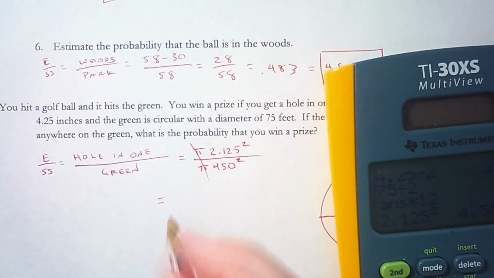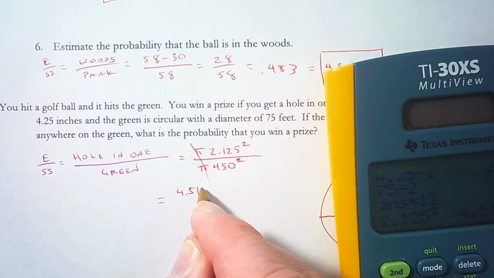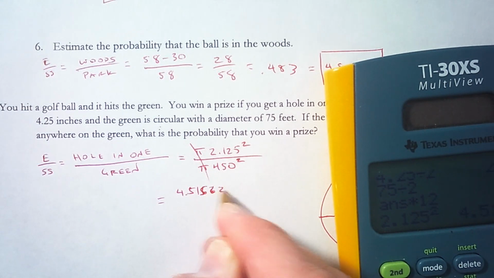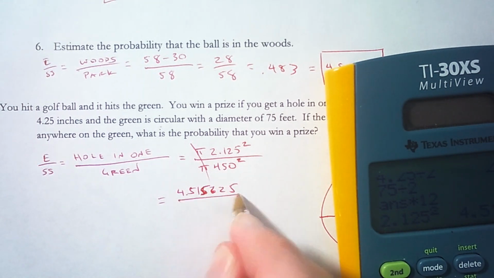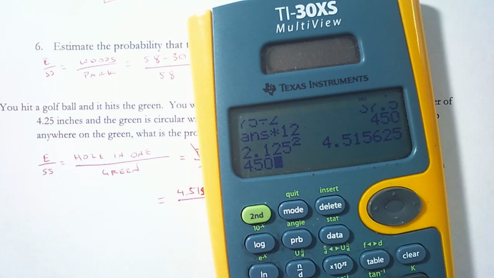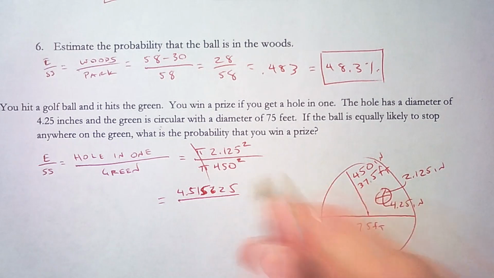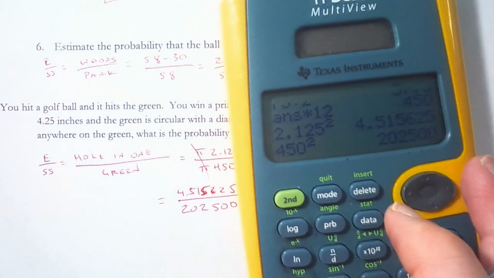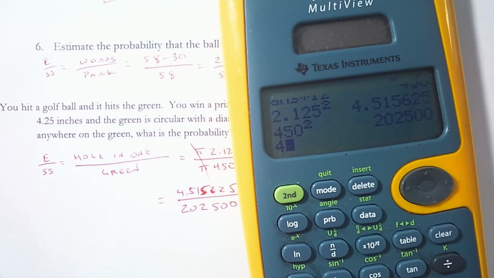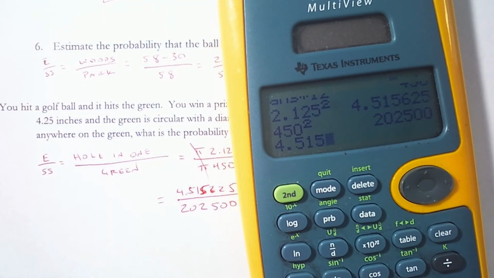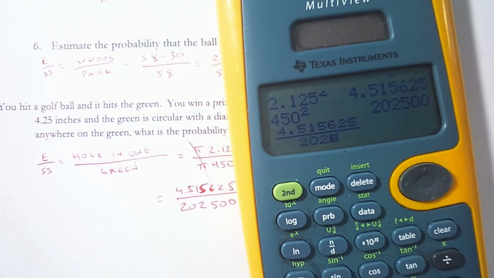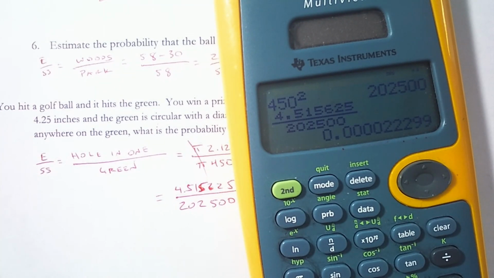4.515625, so I'll just go ahead and use all of that. And then 450 squared is 202,500. Okay, so as a fraction, I now have 4.515625 over 202,500.